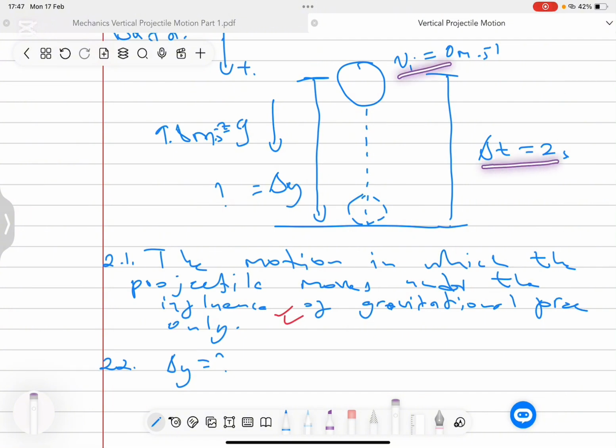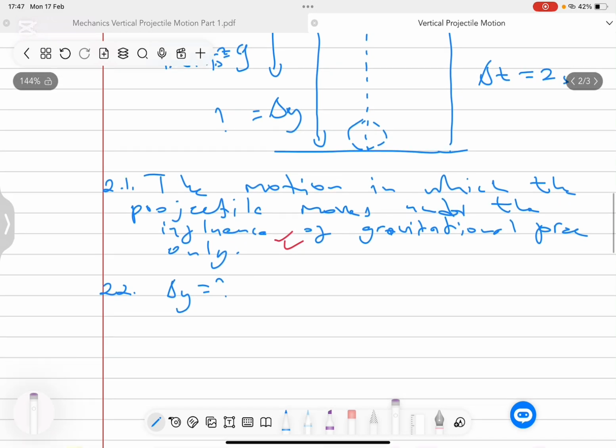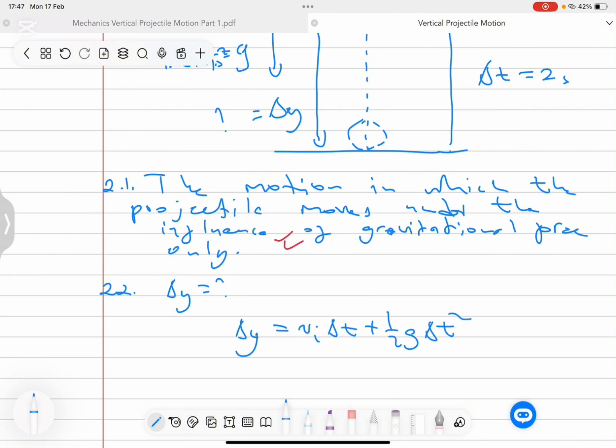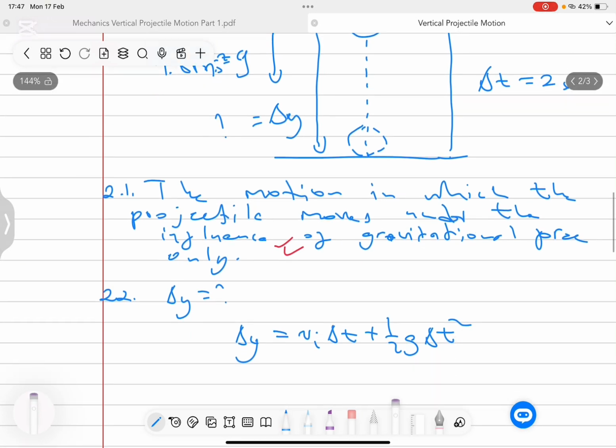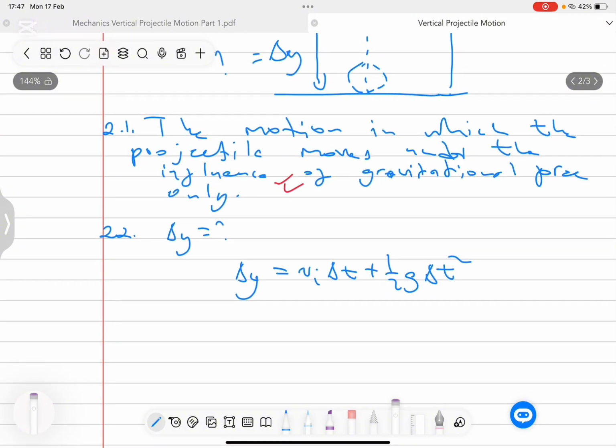Now, to answer this type of problem, you can see already that I have 3 quantities here. I have the initial velocity, I have the change in t, I also have 9.8. This for me calls for this equation where we say change in y is equal to initial velocity times time plus half the acceleration due to gravity times time squared. I mean, all these quantities are there. It is possible to also use other equations. They will work as well. You just have to know what you are doing, right?